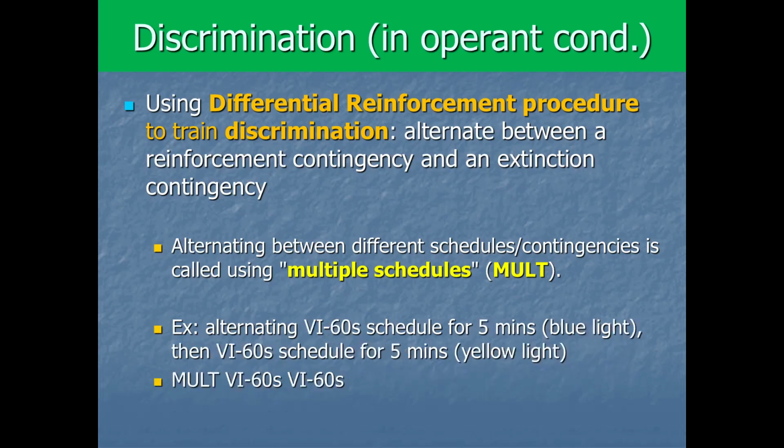All right, another example, though this one might seem kind of weird, would just be alternating a VI 60-second schedule with another VI 60-second schedule. Like for 5 minutes, a blue light is on and you do that schedule. Then for 5 minutes, a yellow light is on and you do that same schedule. Then repeat that back and forth, back and forth. The reason we might do that, though, is we could change one of those schedules afterwards so that it's no longer equal and see how the individual's behavior changes as a result. So we'd have a built-in control condition, basically.